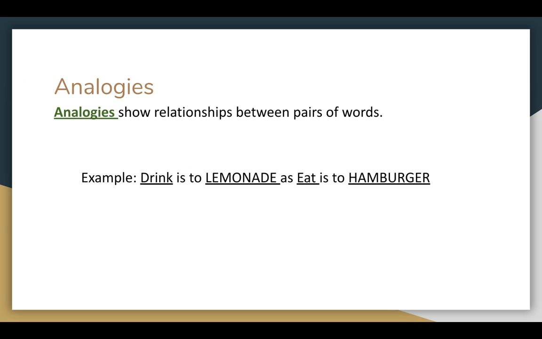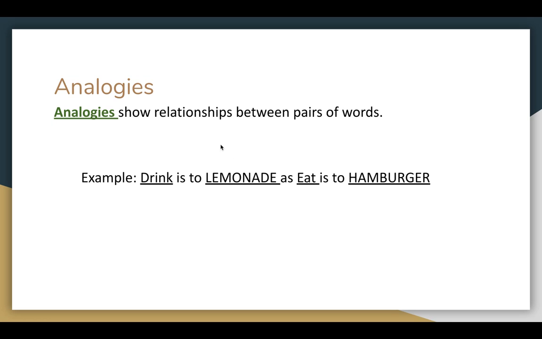So, moving on to the last part of today, we're going to talk about an analogy. Analogies are used to show relationships between pairs of words. And there are many different types of analogies that we're going to go over. But here's an example. Drink is to lemonade as eat is to hamburger. So you drink lemonade and you eat a hamburger. Can you drink a hamburger? Can you eat lemonade? No, I don't think so.